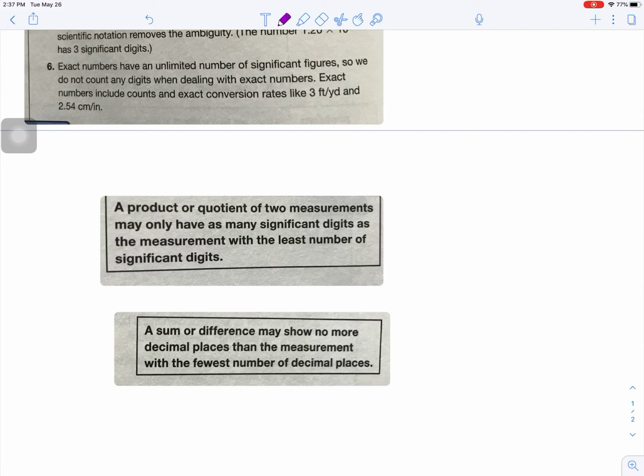Okay, another thing, a product or quotient of 2 measurements may only have as many significant digits. So if you have 1.23 divided by 1.1, then your answer will have to only have the first digit and the second digit. You cannot have it to the third decimal place when you're multiplying or dividing. Same thing happens with the sum or difference. So if you're counting significant digits for measuring, then you always go to the least amount of significant digits.